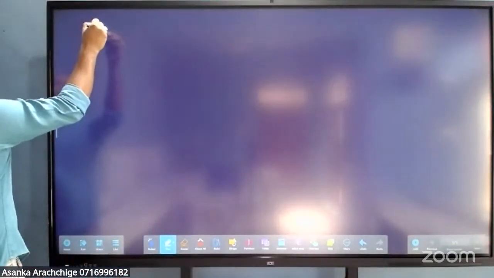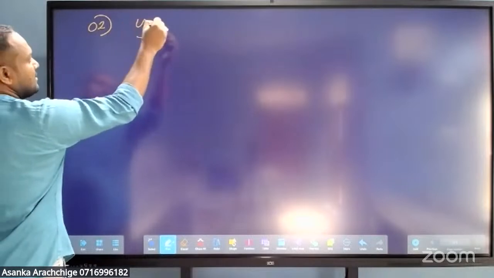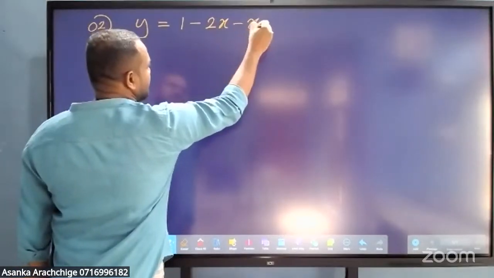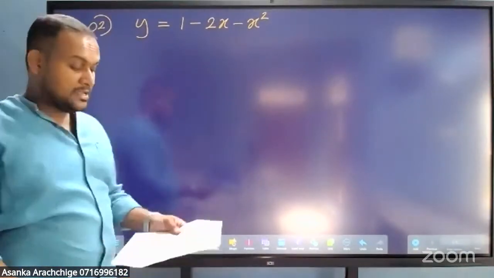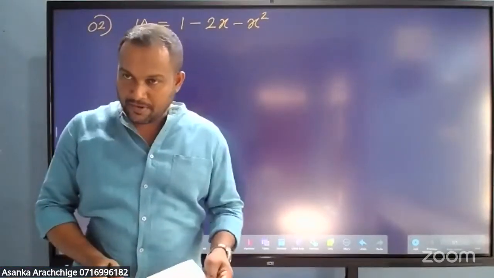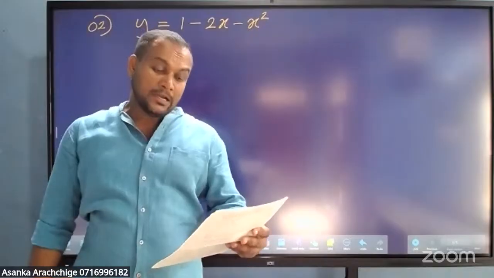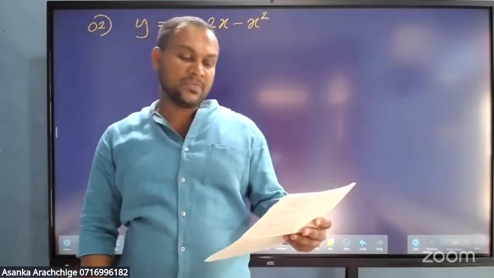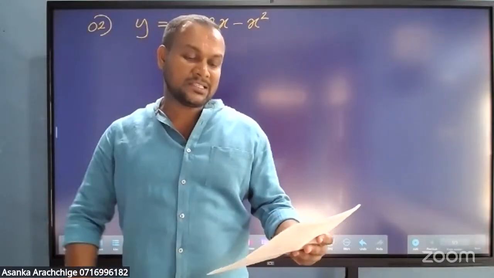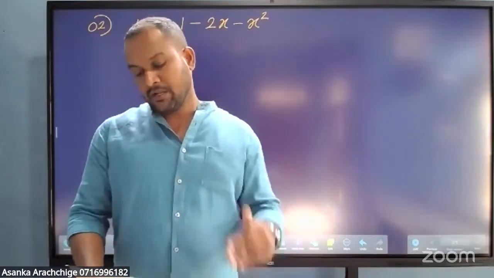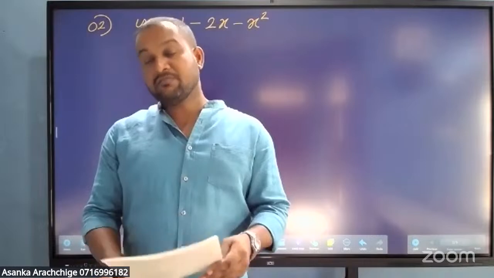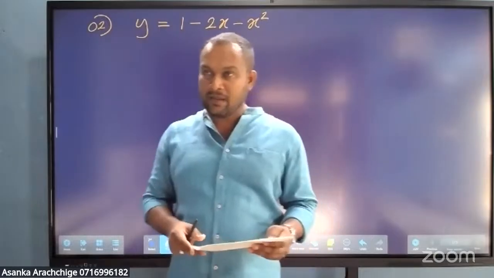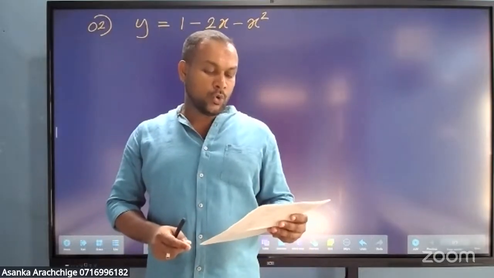Question number 2. y equals 1 minus 2x minus x squared. This is the equation of the given quadratic function. An incomplete table of values prepared to draw the graph of the function y equals 1 minus 2x minus x squared is given below. Right below that sentence, we are given an incomplete value table as well. Right? Having only one blank in the y coordinates.